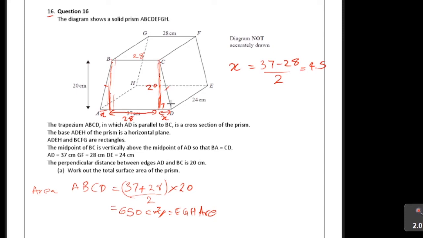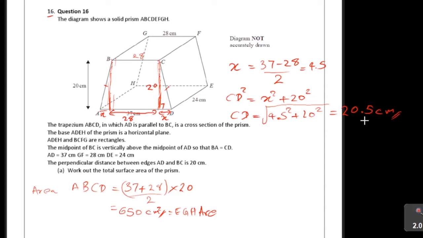Using these two tiny data, we can find the CD length, or we can use the Pythagoras theorem to find CD length. So CD squared is equals to x squared plus 20 squared. So CD length will be equals to 4.5 squared plus 20 squared, and then get the square root of it. I think we will be able to get a nice answer. What do we get? 20.5 centimeters. Nice answer, no? For CD. Now we can find the area very quickly.